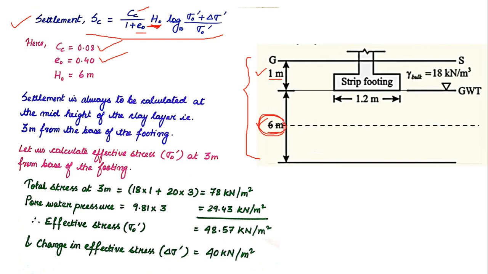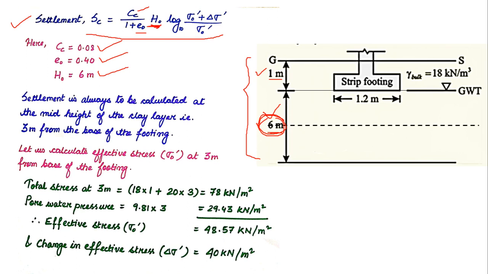Why? You see, settlement is something that is always calculated beneath the footing. Okay, so now my thickness of the soil layer beneath the footing is what? It is 6 meter. So this becomes my initial height, that is 6 meter. Now here is an additional information.